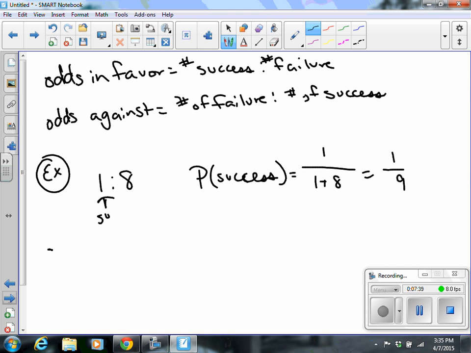To give you another one, see how you do. I've got 5 to 6 odds in favor. So what is my total probability of success? I have odds in favor, so I know that the 5 is listed as my success. So I have 5 over 11.